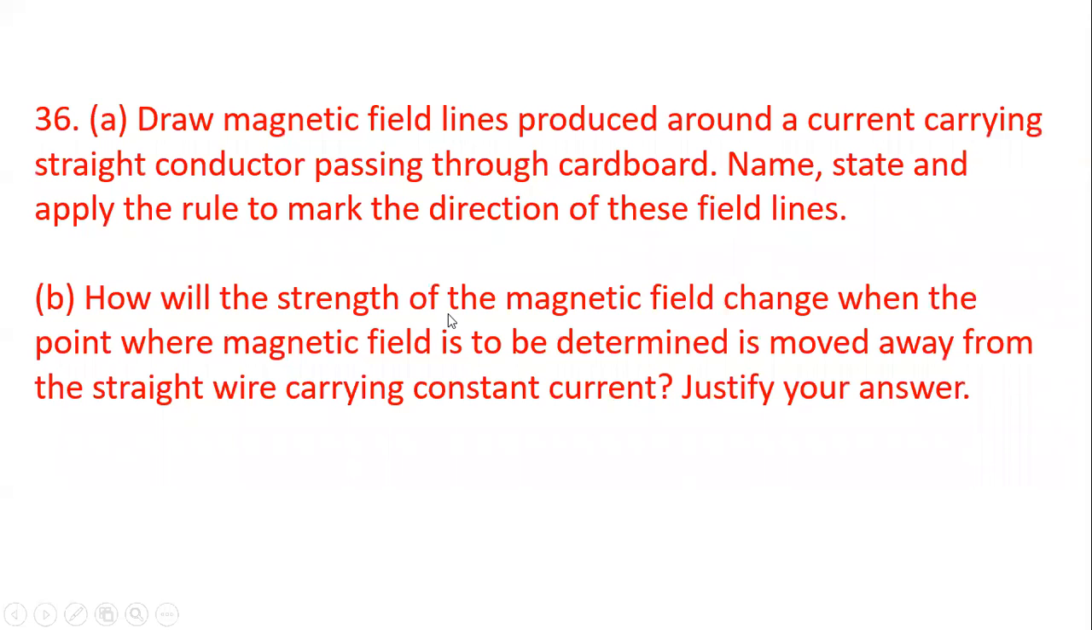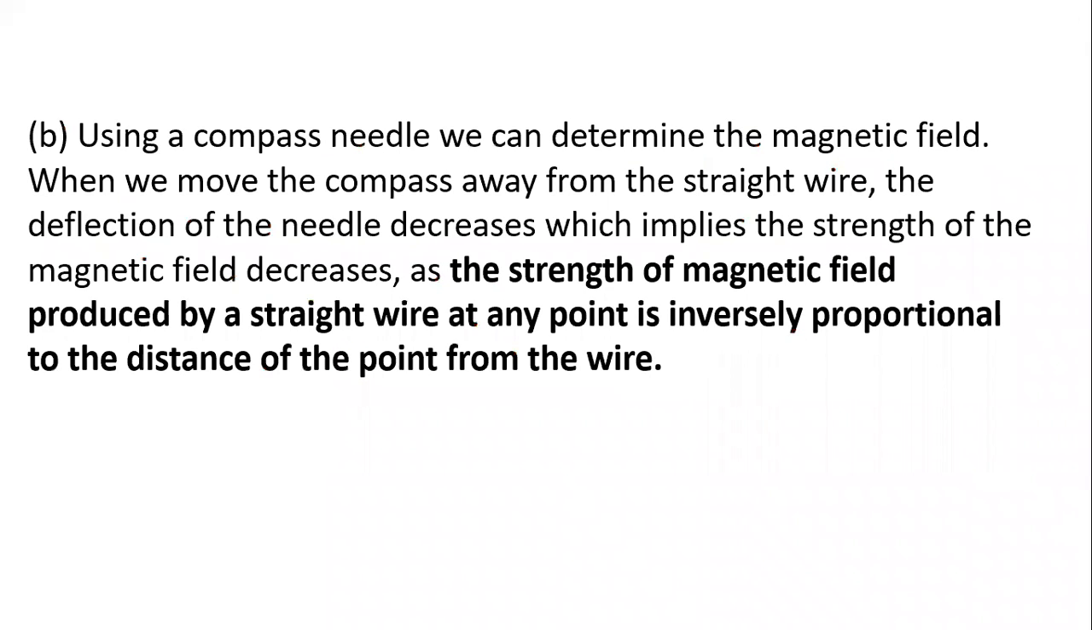Which device will we use to find the strength of the magnetic field? Of course, the magnetic compass. When you move the compass away from the straight current carrying conductor, or move close to it, how will it change? Here they're asking only one case, that is when you move away from the current carrying conductor. What is the thing you are going to answer? When the magnetic compass moves away from the straight current carrying conductor, how will the deflection be? That you are going to answer.